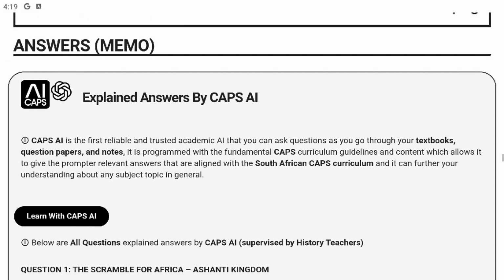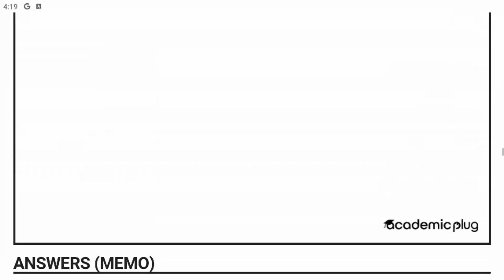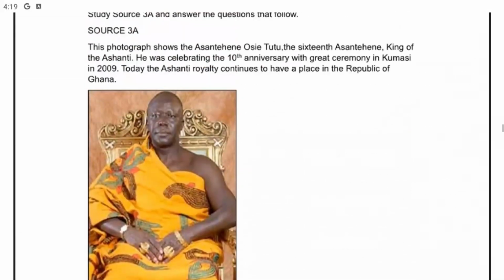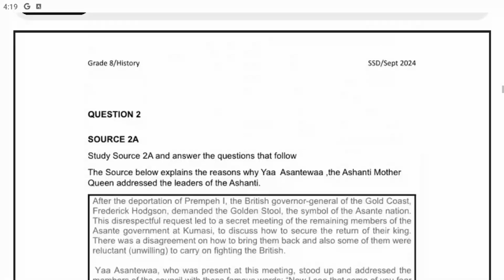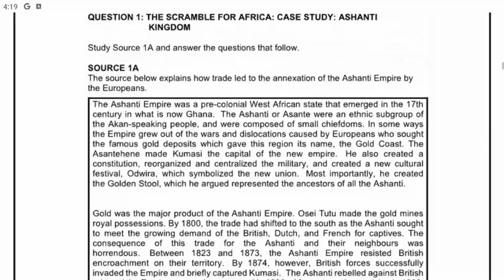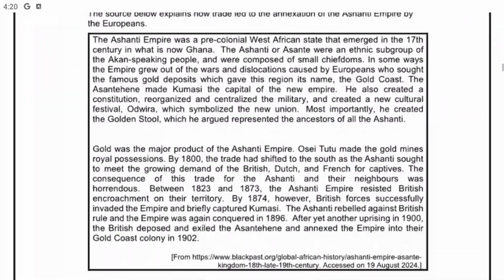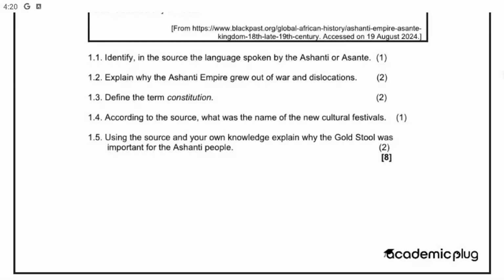Okay, so that was the language that was used. Let's get back to the following question, 1.2. Explain why the Ashanti Empire grew out of war and dislocations.